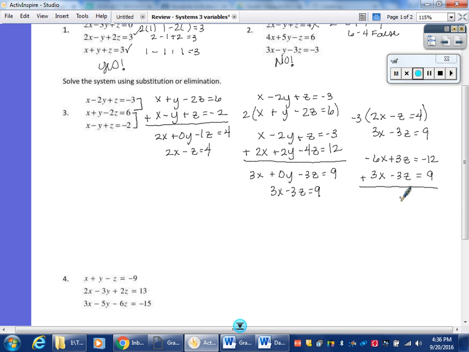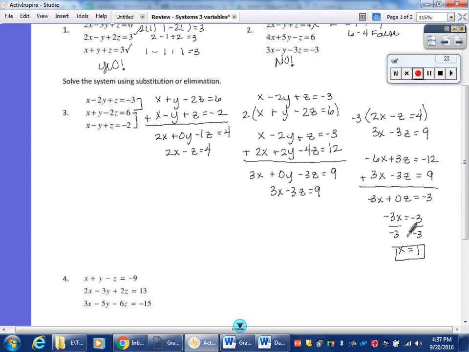And when we do that, we end up with negative 3x plus 0z is equal to negative 3. So just negative 3x is equal to negative 3. We can solve this equation for x. We divide by negative 3. We get x is equal to 1. And that's one of our answers right there.